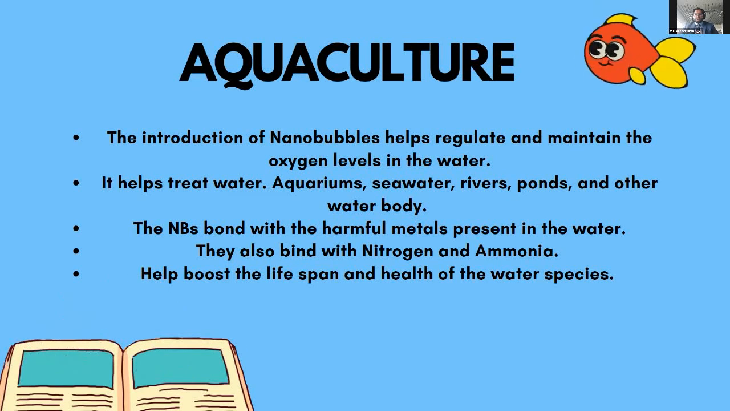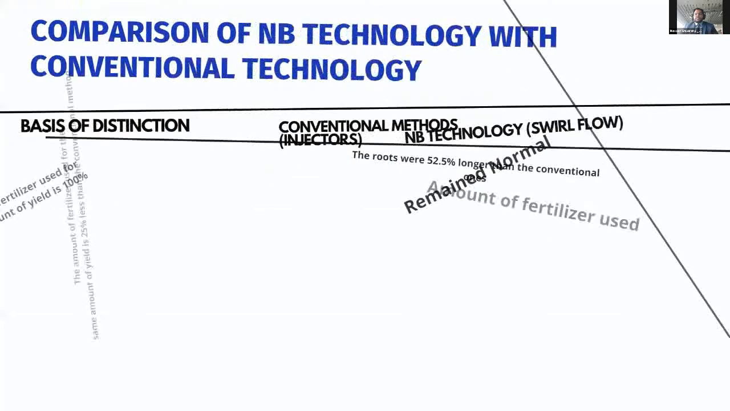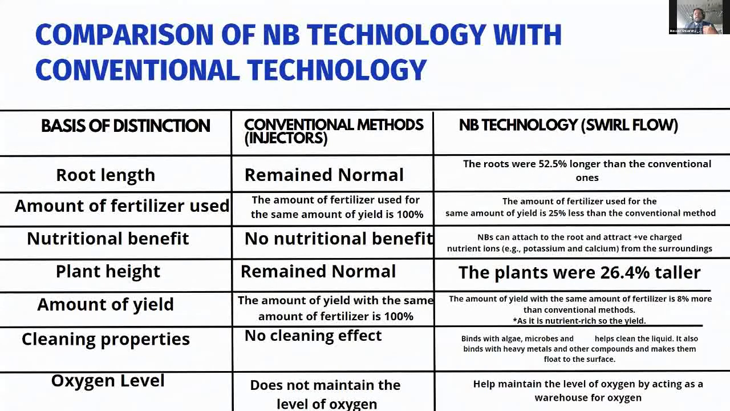Now to talk about the differences between nanobubble technology and conventional technology. Whether you consider the root length of the plants, the amount of fertilizers used in the soil, the nutritional benefits provided, the plant height, the amount of yield, the cleaning properties, or even the oxygen level maintenance, we can clearly see that nanobubble technology is far ahead and gives better results than conventional methods.